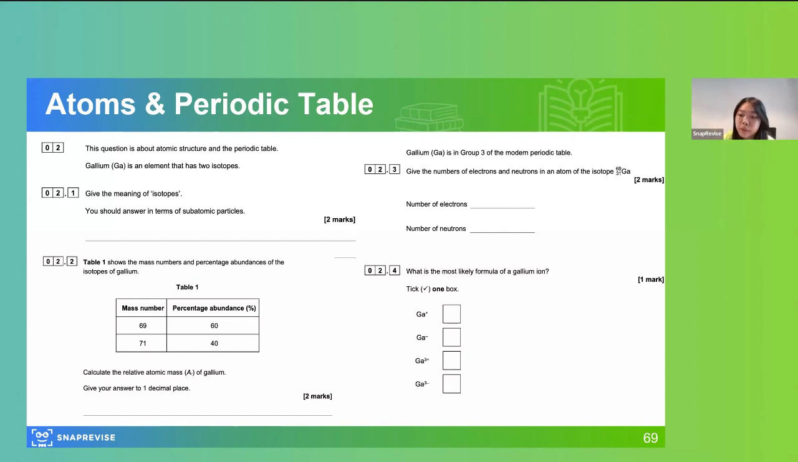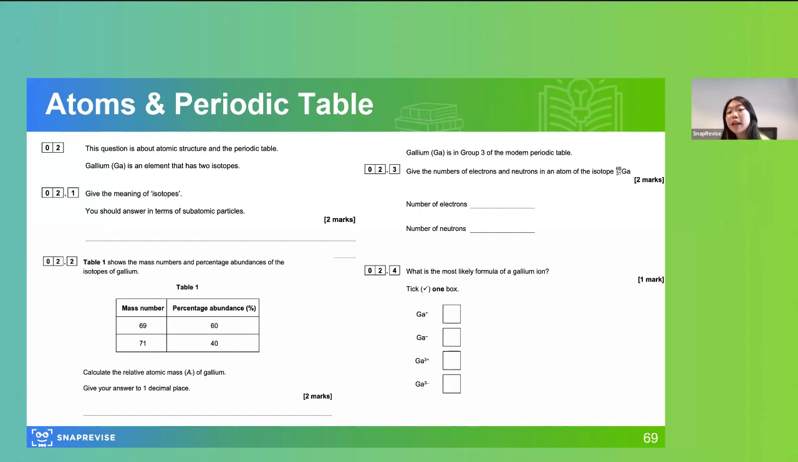Second question, I'm hoping everyone did do this question, but it's just the math. Using the equation, it's just 69 times 60 plus 71 times 40, divided by 100. And that should give you the answer. Remember, it says give your answer to 1 decimal place, so be very, very careful with that. The answer you should have got is 69.8.